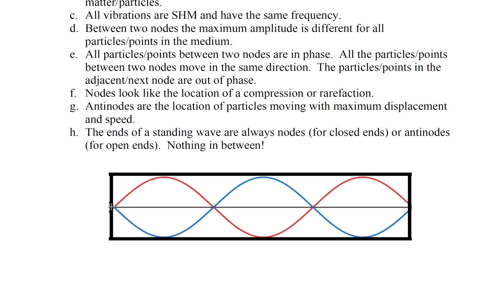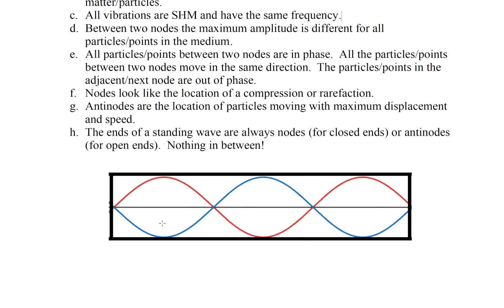So if you take a look at this half wavelength on the very left, in one moment, all the particles move to the right. Then the next moment, they all move to the left. Then the next moment, they all move to the right. Then the next moment, they all move to the left. They don't move up and down, the particles.